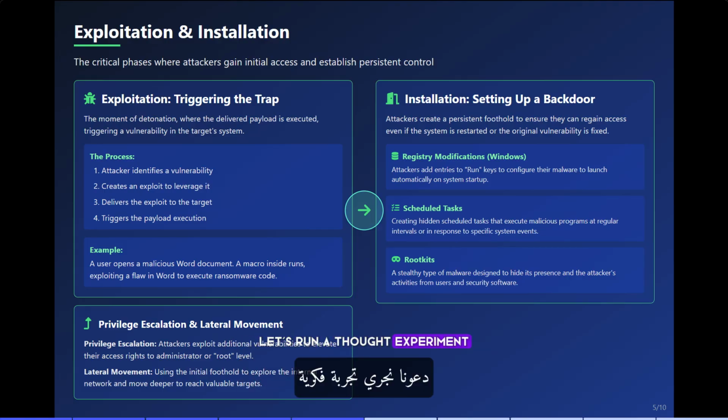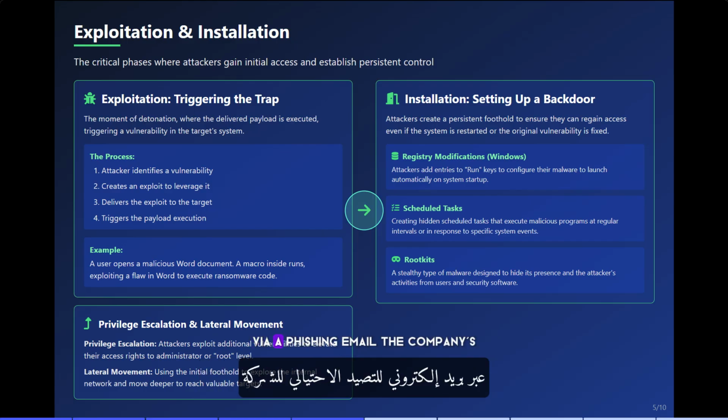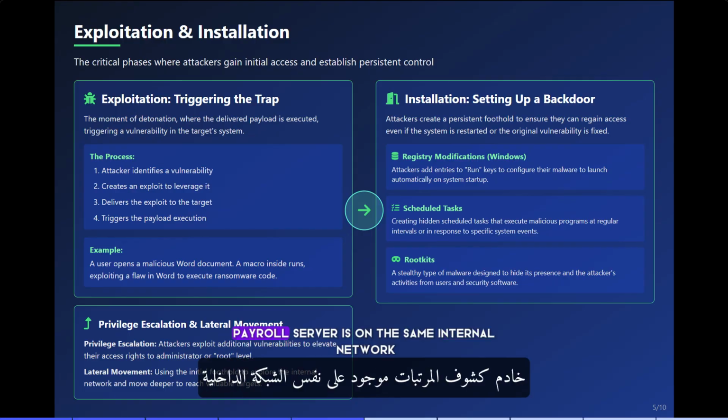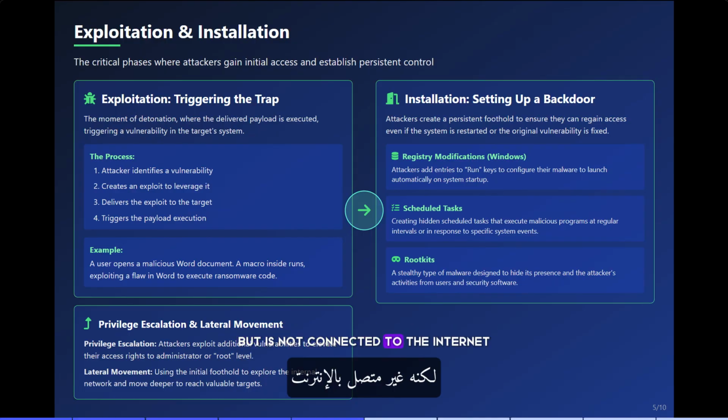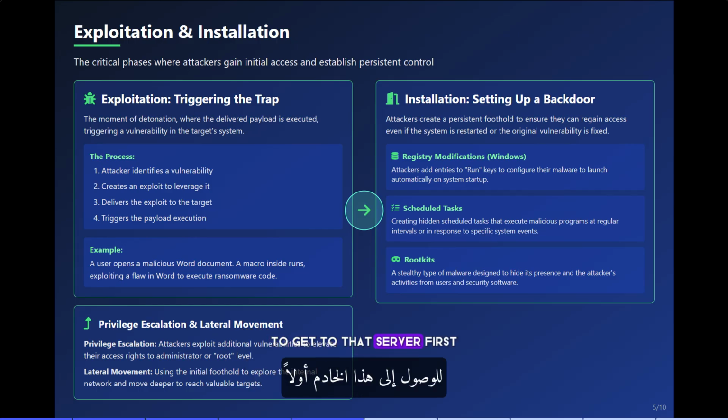Let's run a thought experiment. An attacker infects a marketing intern's laptop via a phishing email. The company's payroll server is on the same internal network but is not connected to the internet. How would the attacker use lateral movement and privilege escalation to get to that server?